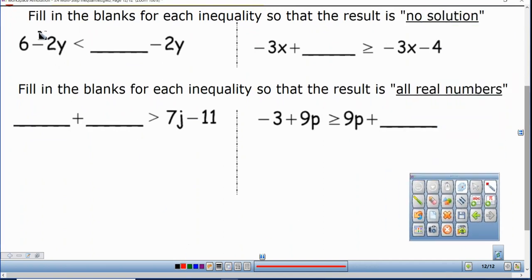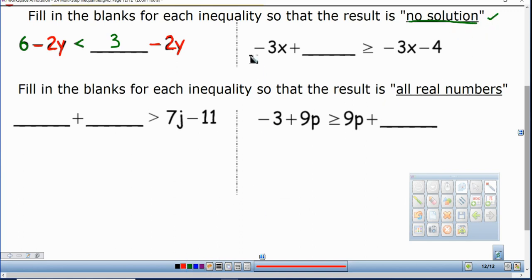But look at this inequality. We've got a blank we've left here. We have negative 2y. Well, that will cancel with this negative 2y. The left side has one, the right side has one. It means it really doesn't do anything. So we are looking to make this say no solution, and we have a 6, and it says is less than. I'm going to pick something that 6 is not less than. 6 is less than 3. No, it isn't, and that's why it's going to be a no solution.